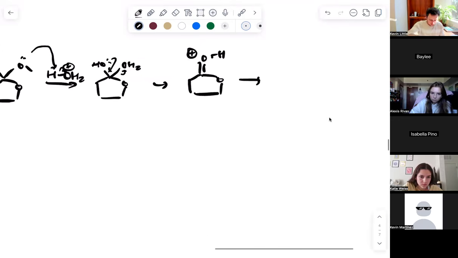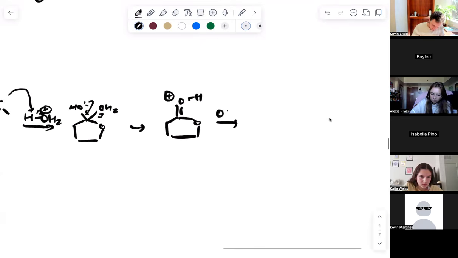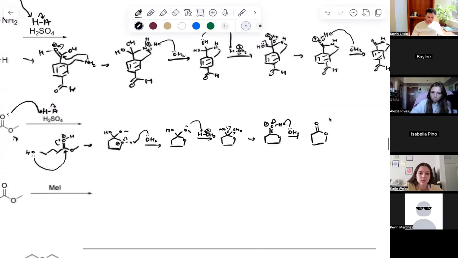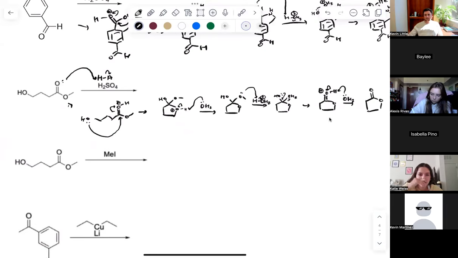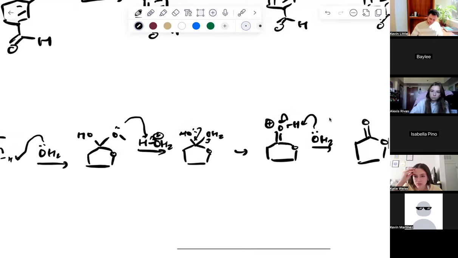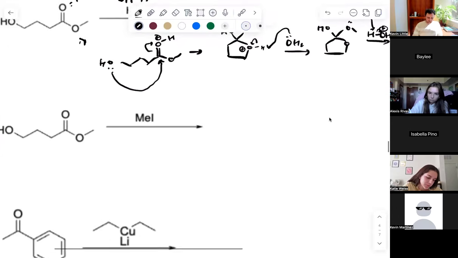Yeah, and then we just deprotonate to get the final product. Cool. Dr. Little, is that a mistake when you got rid of the methyl attached? You wrote OH2, right? Okay. There you go.